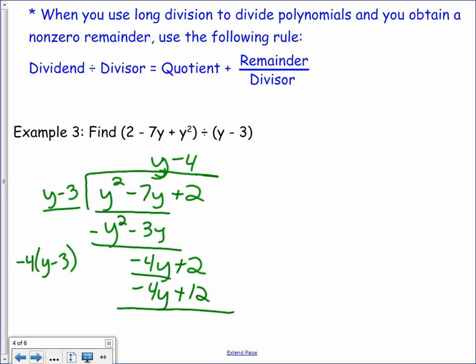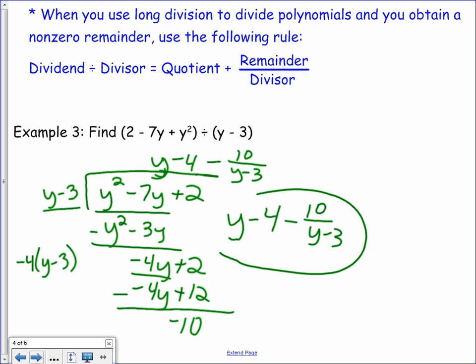And I'm subtracting again. Negative 4y minus negative 4y cancels that out. 2 minus 12 is negative 10. Now my remainder is negative 10, so I'm going to write minus 10 over the divisor, which is y minus 3. So my quotient then is y minus 4 minus 10 over y minus 3, and that is my answer.